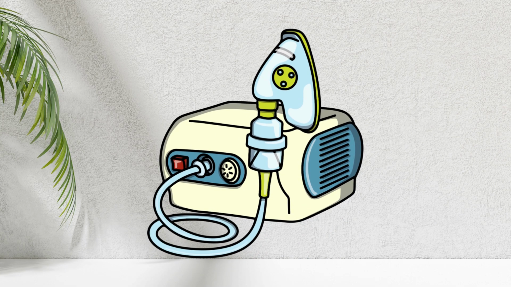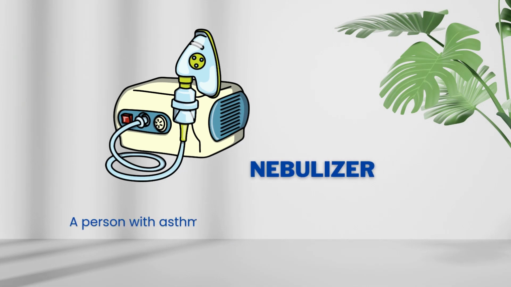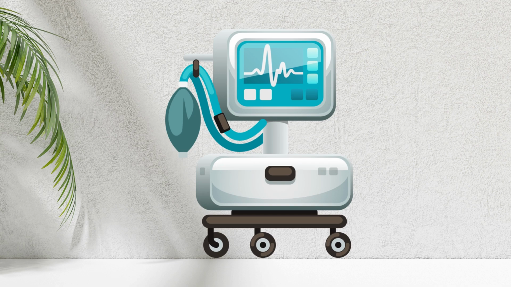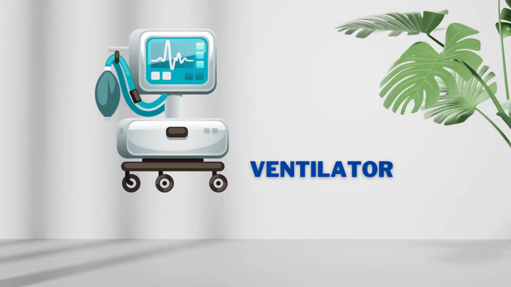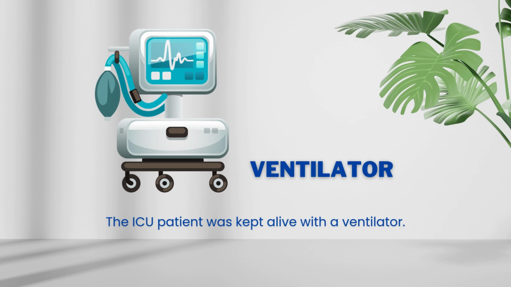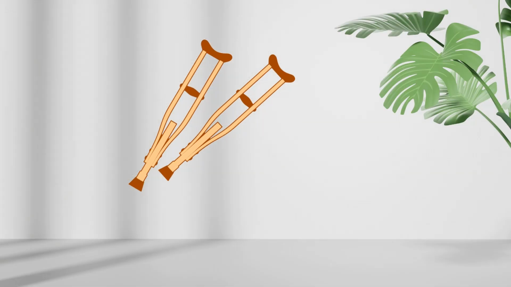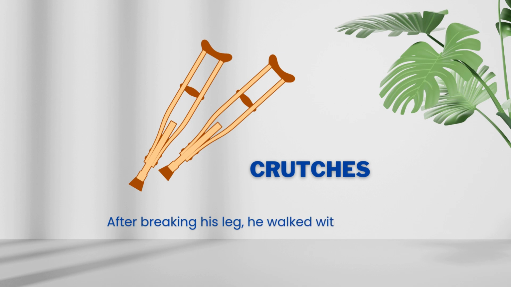Nebulizer. A person with asthma used a nebulizer to inhale medicine. Ventilator. The ICU patient was kept alive with a ventilator. Crutches. After breaking his leg, he walked with crutches.